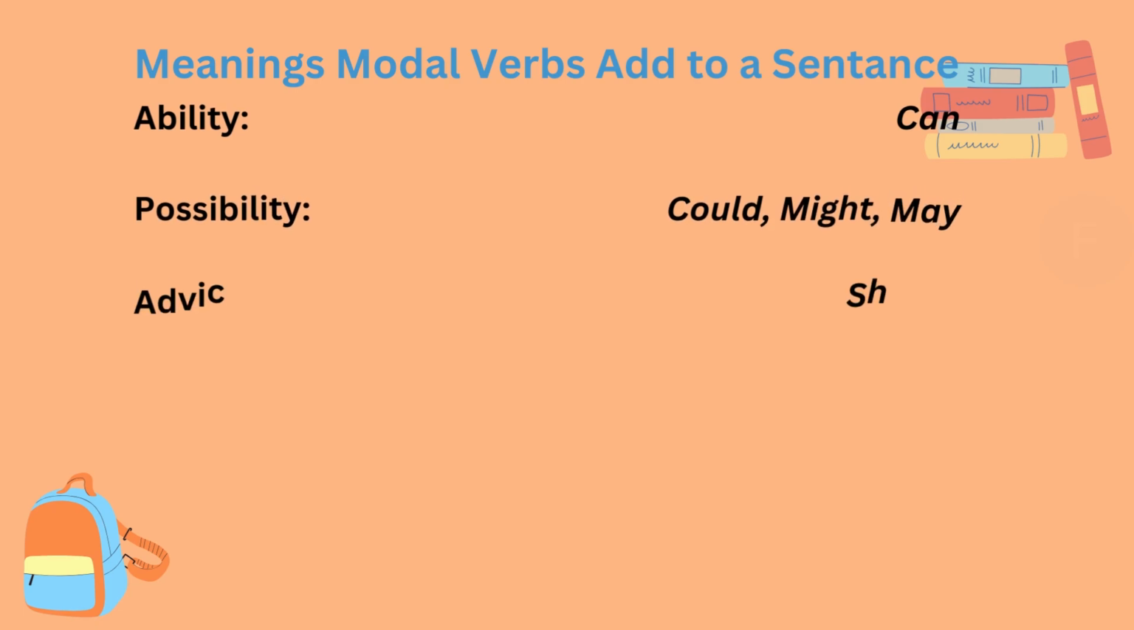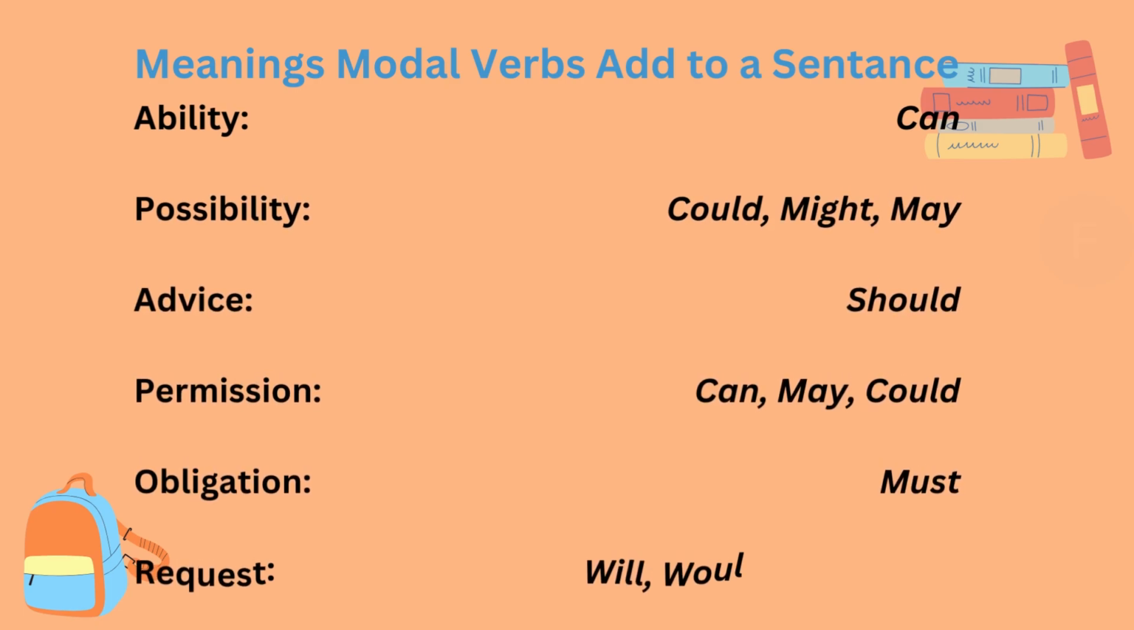Modal verbs add different meanings to a statement or question depending on how they are used. Here are some of the meanings they are used for. For ability, we use can. For a possibility, something that hasn't happened but is possible, we use may, might, or could. For advice, we use should. For permission, for asking permission, we use may, can, or could. For obligation, something you have to do, we use must. And for a request, we use will, would, can, and could.